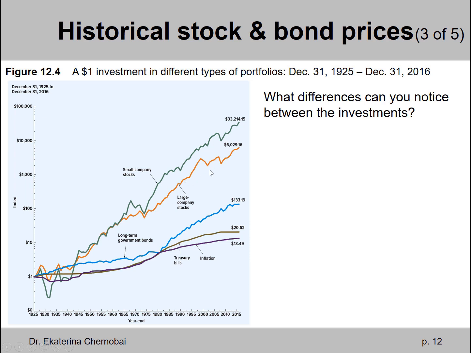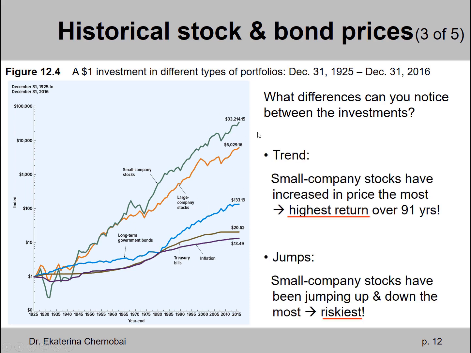That's way above the ending values of the other three investments. For the large company stocks, that's only $6,029.16. For long-term government bonds, it's much smaller, only $133.19. And for the treasury bills, the short-term government bonds, it's only $20.62.